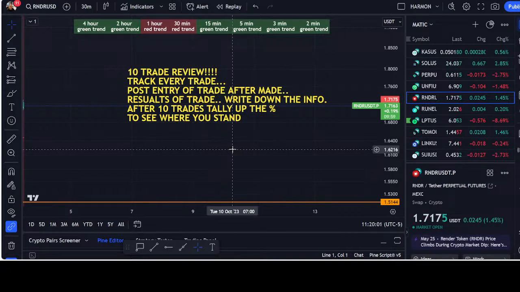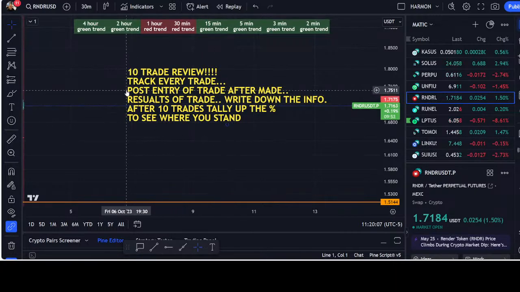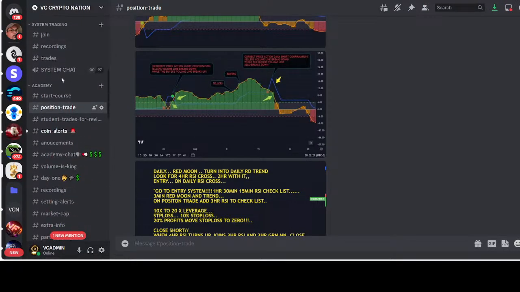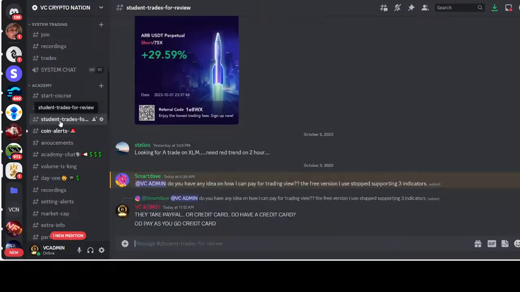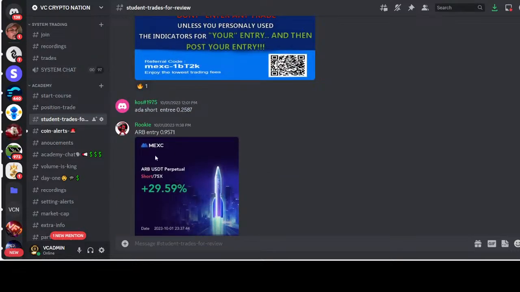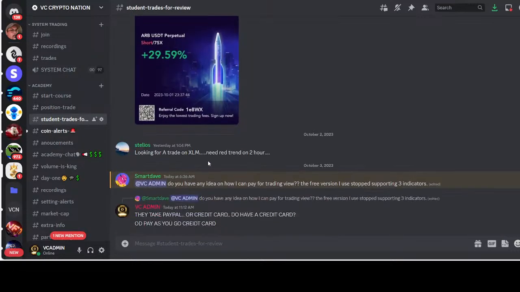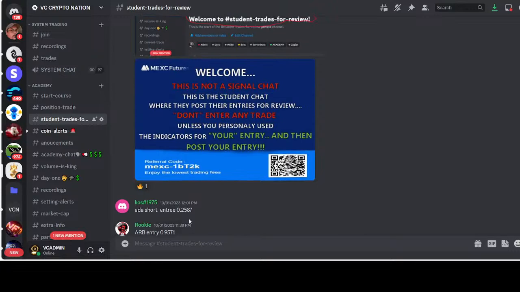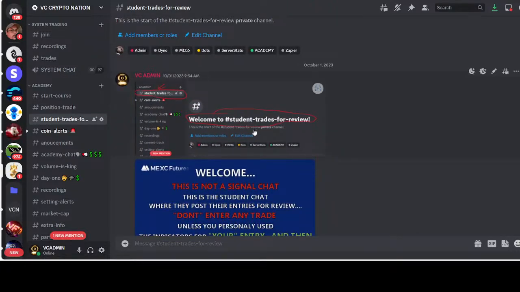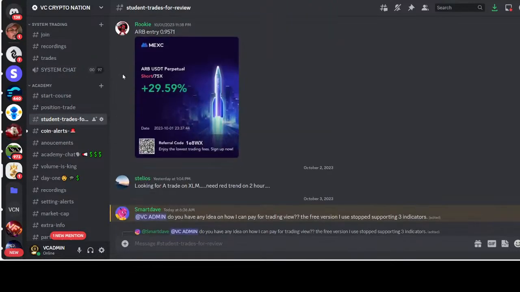How the 10 trade review works is every time that you decide you're going to get into a trade and you enter it, you then post your entry of the trade after you've made it. And how you post it is you go right here and you can see there is a student trades for review, right? Underneath the courses, student trades review, you go over here and you post your entry, and then he's supposed to post what he made or didn't make if it hasn't finished. This is where you post your trades right in here, and then we're going to review your entries.